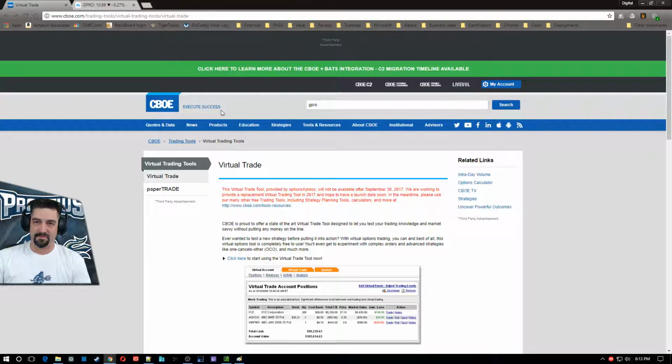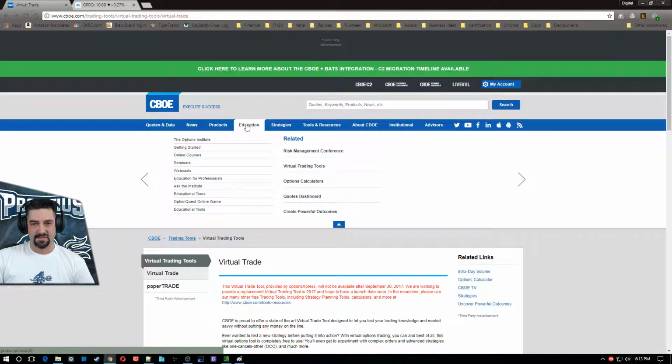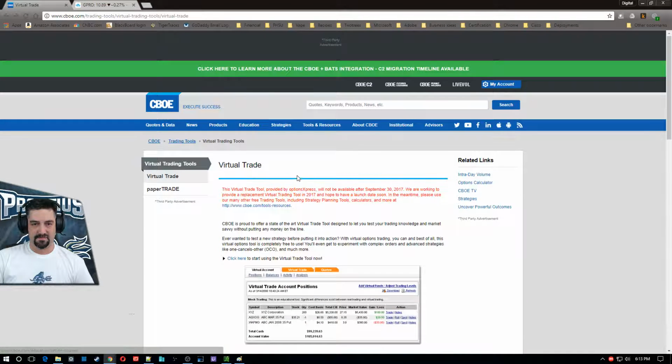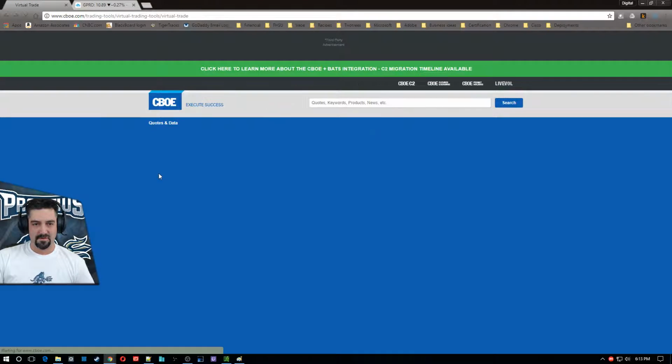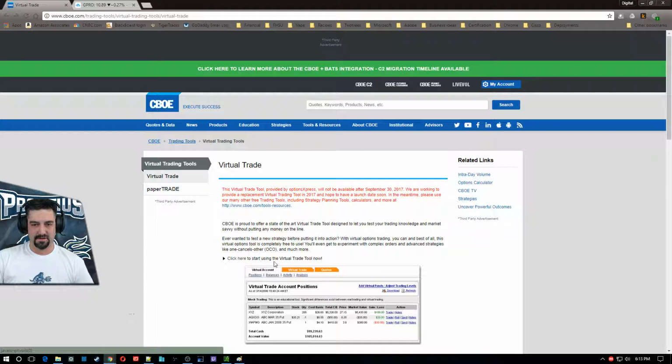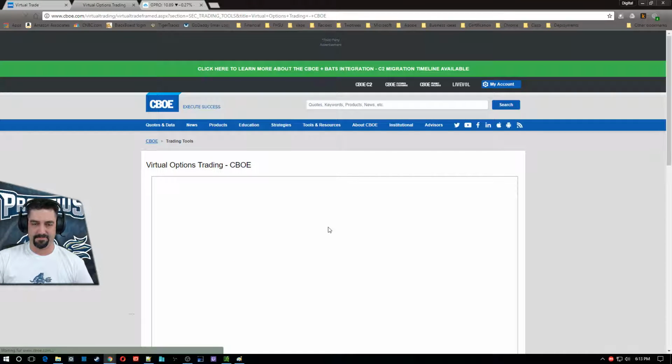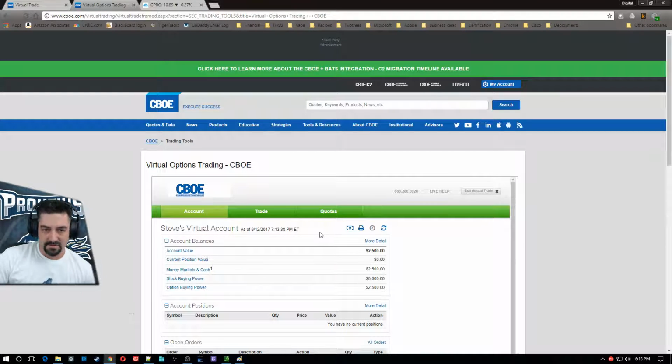This is where we're going to set up our paper account, our virtual trade account. You just go in, create an account, go to education. Once you've got your account logged in, go to virtual trading tools, which takes you to the page that I'm currently on. Go to virtual trade to start using it. So you can see right now my account has $2,500 in it.